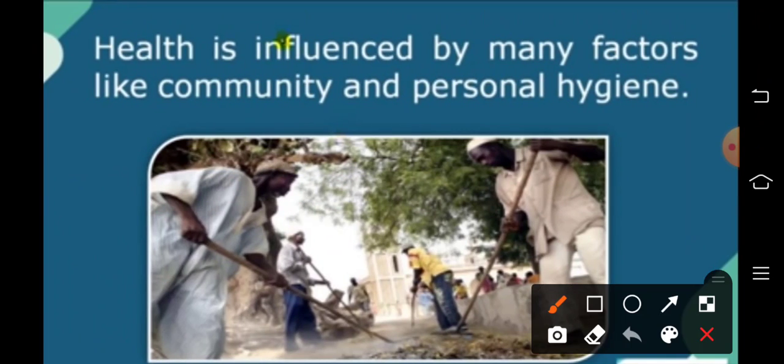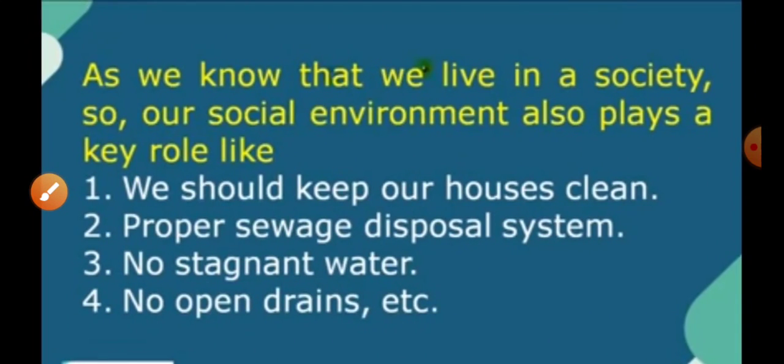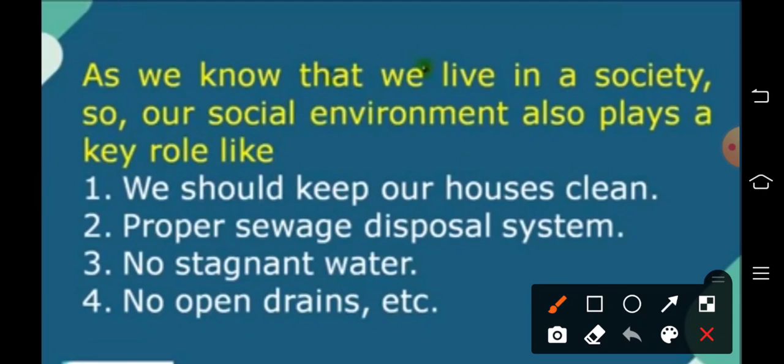Health is also influenced by many factors, you know, community factors and personal hygiene. Community factors and personal hygiene play an important role in building up your health. As we live in a society, our social environment also plays a key role. First of all, we should keep our houses clean. Proper sewage disposal should be there. No stagnant water, because many diseases are spread through mosquitoes. Mosquitoes live in stagnant water and cause malaria and dengue. There should also be no open drains.